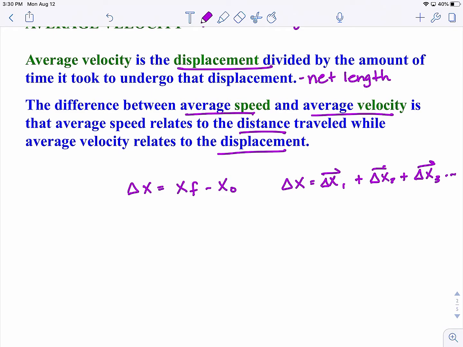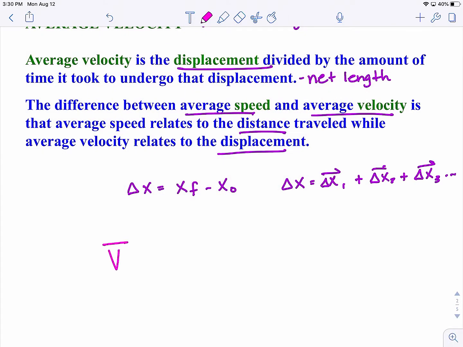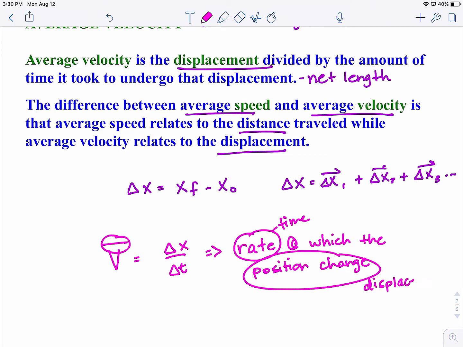But the big thing with average velocity, and again, this line just means average, it is the displacement divided by the time. Sometimes it's also referred to as the rate at which the position changes. When I say rate, think of time, and when I say position change, that is another way to define displacement.